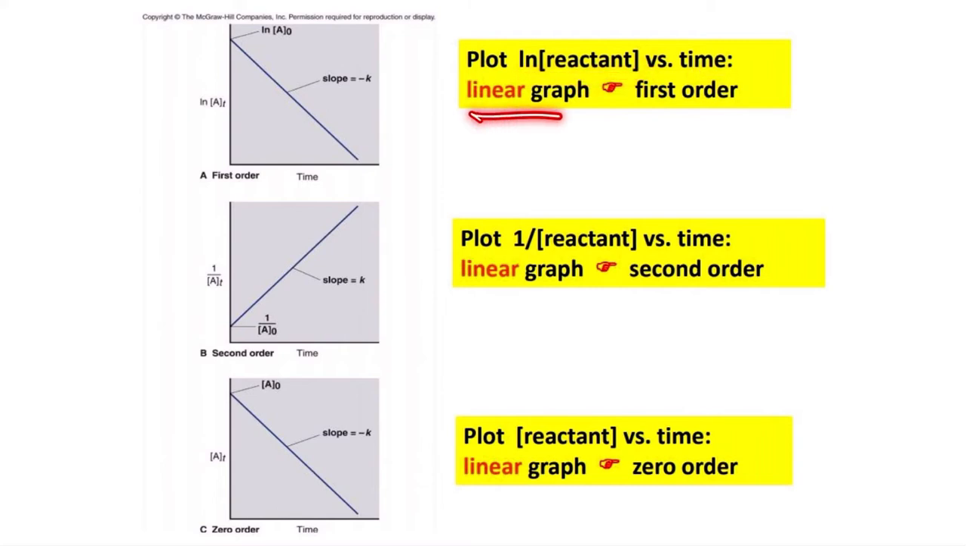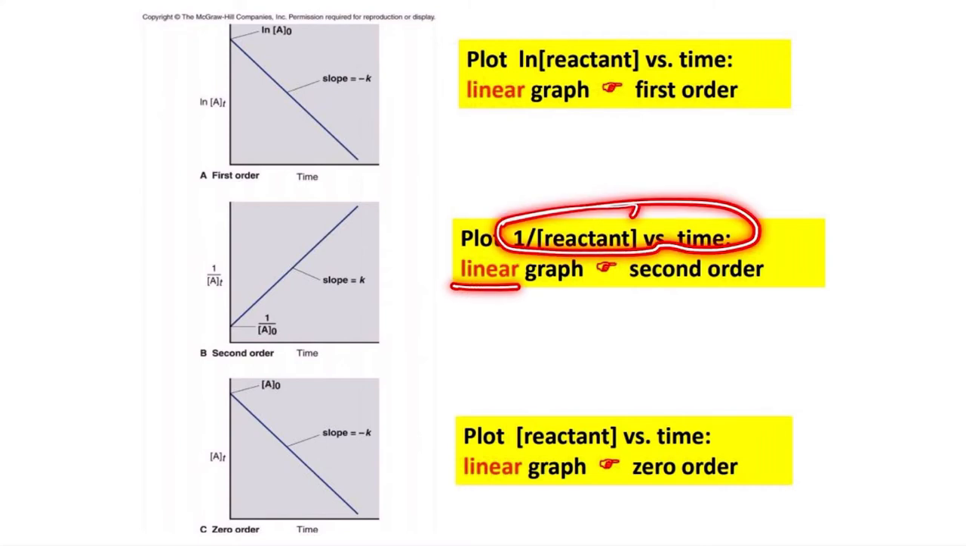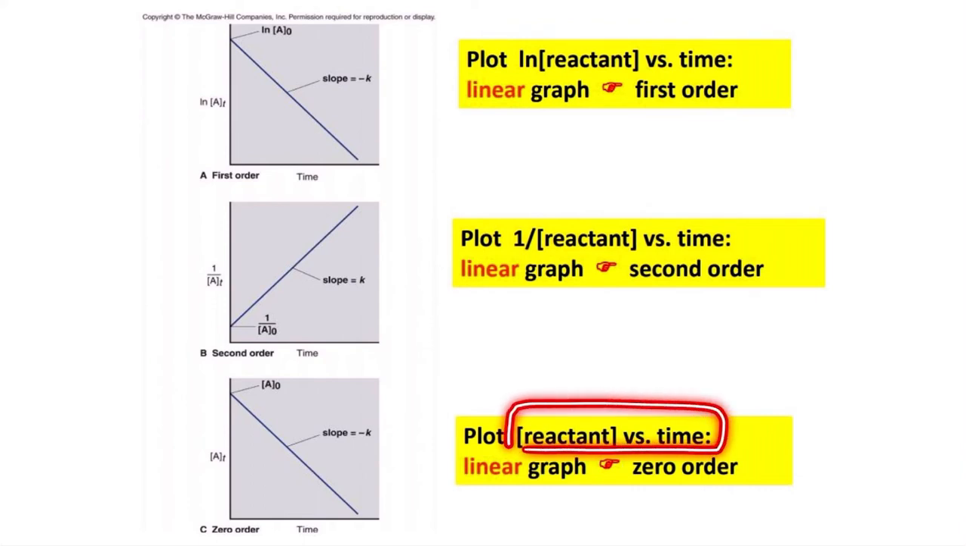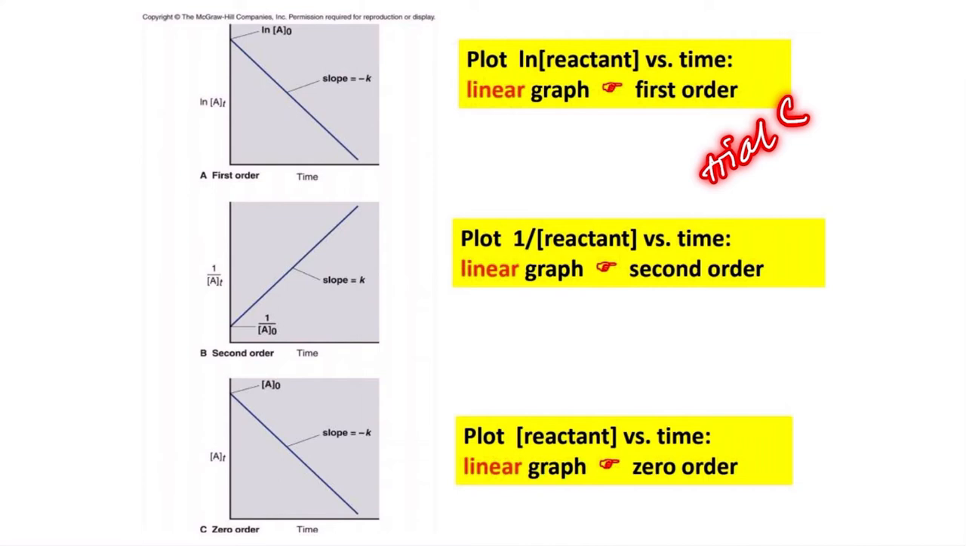Okay. Let's say you get a linear graph, then it is first order. Okay. If you plot this and you get a linear graph, then it is second order. So, if you plot concentration of reactant versus time and you get a linear graph, then it is zero order. So basically this is trial and error. So you have to plot each graph, okay, for zero, second and first order.